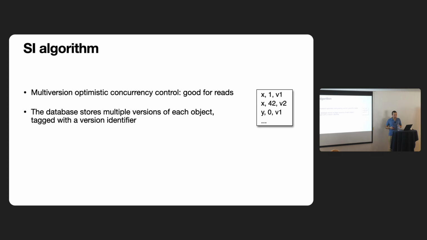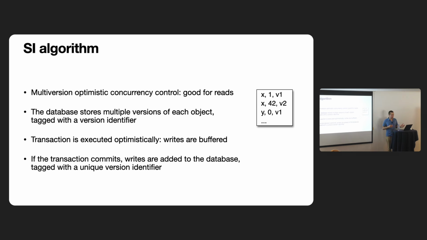And the idea is that transactions are executed optimistically. We try to execute them, and we don't store our writes into the database. Then when the transaction commits, we decide whether it actually commits or aborts. If it commits, we add the writes to the database and tag them with a unique version number to distinguish them from others. Okay, so let me make this more concrete.